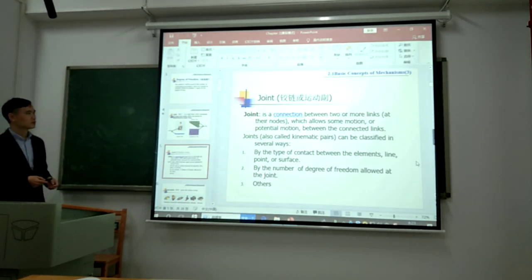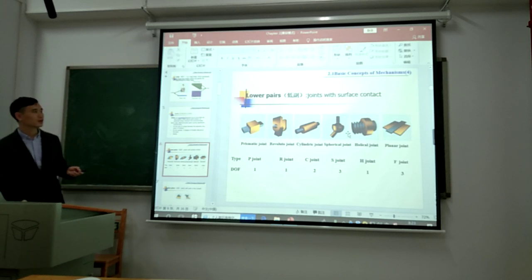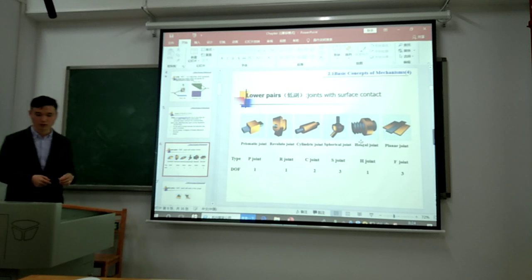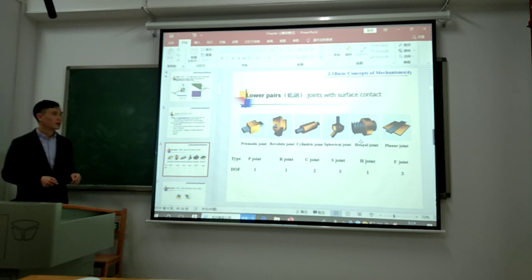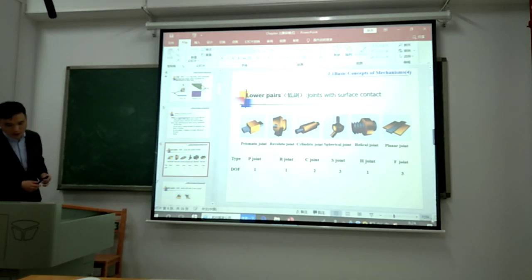Also, in this class, we will use this basic concept. A joint is a connection between two or more links at their nodes, which allows some motion or potential motion between the connected links. We talk about the first, the low pair. A low pair joins with surface contact. Only with surface contact, this kind of joint is called a low pair. Low pair types include prismatic joint, revolute joint, cylindrical joint, spherical joint, helical joint, and plane joint.